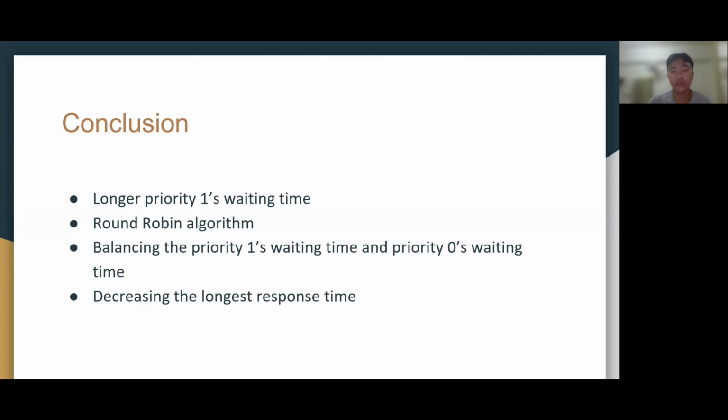In the future, the algorithm should be optimized better by decreasing the longest response time.